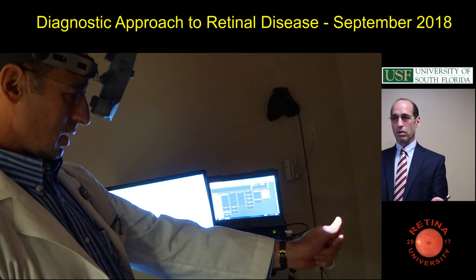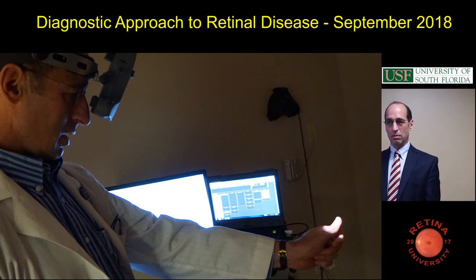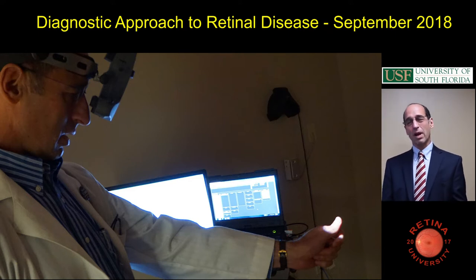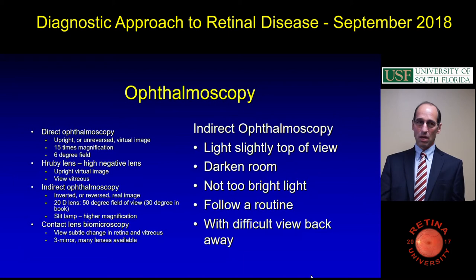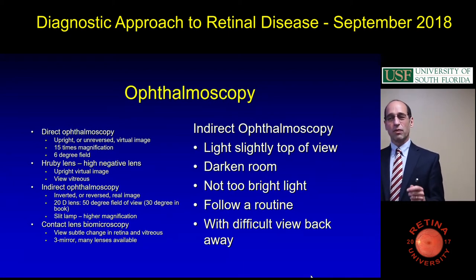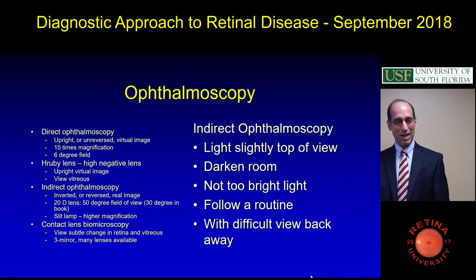And then darken the room, and don't make the light too bright or the patients will be upset. And then always have a routine. All your stuff, you need to have a routine. You do right eye, left eye, and you go a certain way, you know, clock hours around. And there's a few things that are not intuitive about indirect ophthalmoscopy.